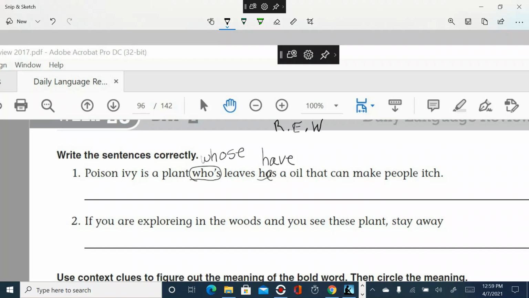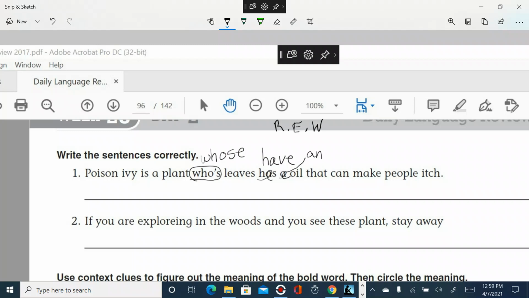That doesn't sound right to me. What should that be, Joey? It should be: poison ivy is a plant whose leaves have an oil that can make people itch. I think that's it. See anything else?